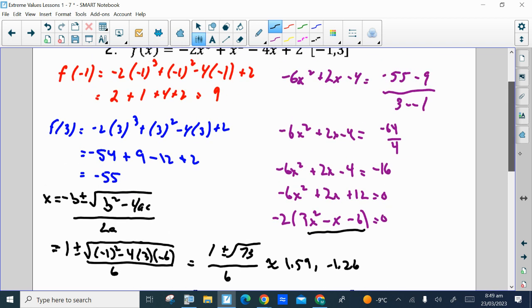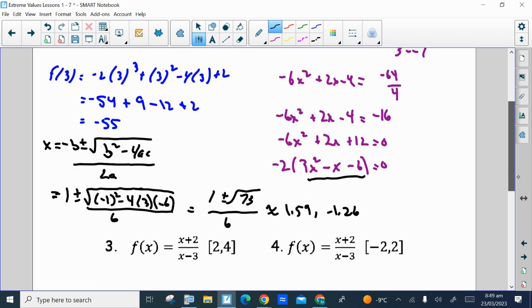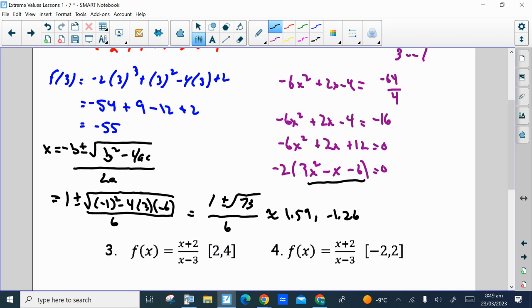But we also have to look back at what our interval is. Our interval goes from negative 1 to 3. And that negative 1.26 is outside that domain, so we have to disregard it. This is outside the domain, so it's not one of our answers. There's only one spot where that works, and that's at 1 plus root 73 all over 6, or approximately 1.59.